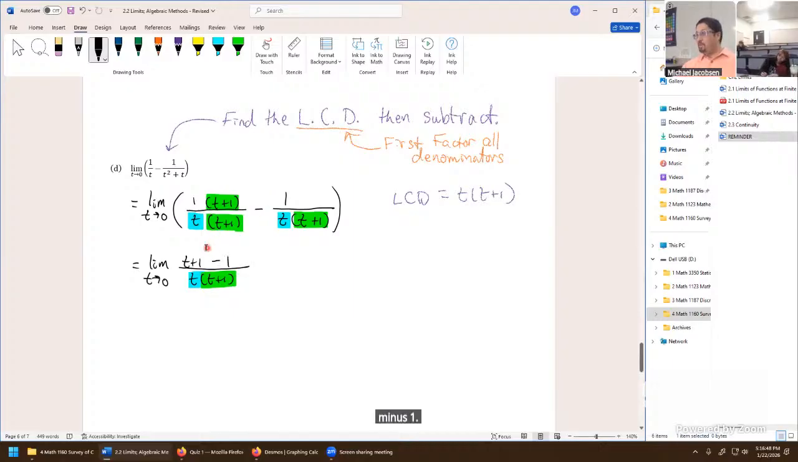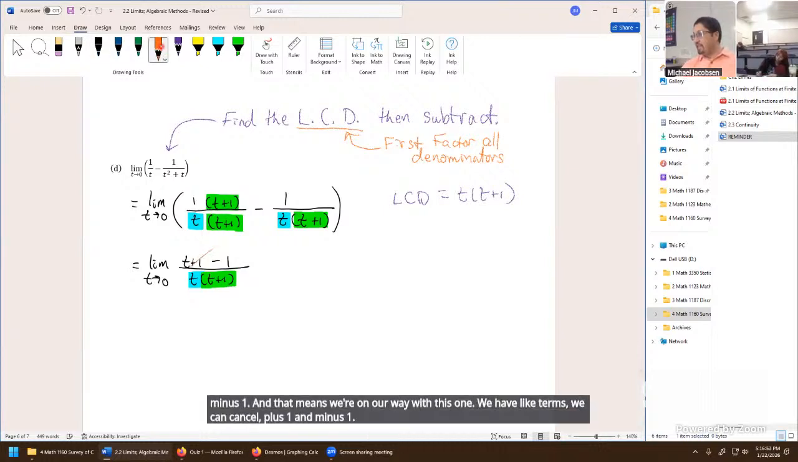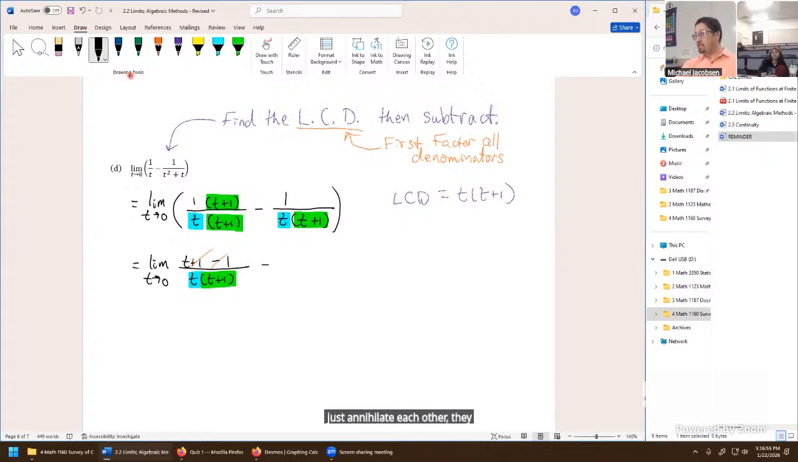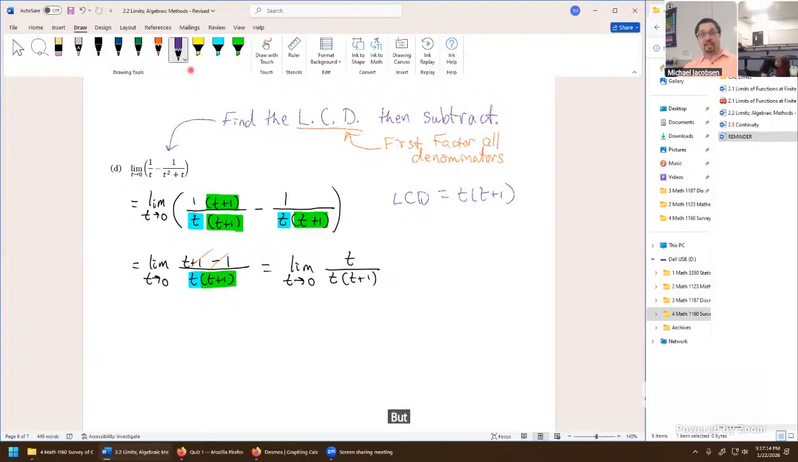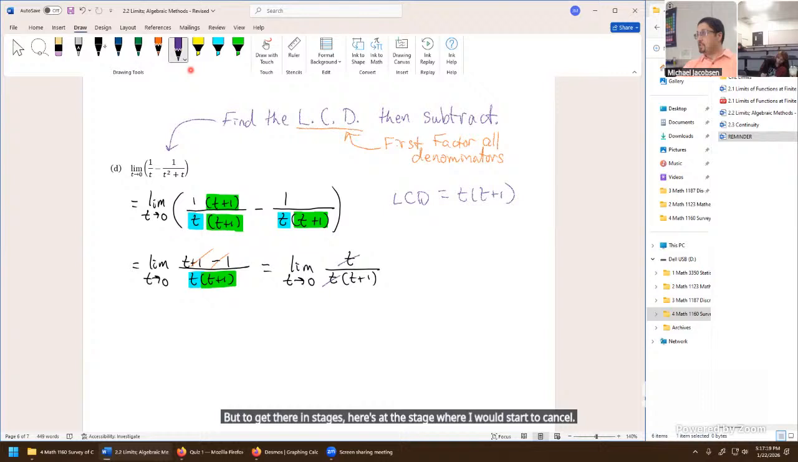And that means we're on our way with this one. We have like terms, we can cancel plus 1 and minus 1. Just annihilate each other. They undo one another. Now it's a limit as t goes to 0 of t divided by t times t plus 1. Same kind of stuff as we've seen before. Some people might have already spotted the limit, but to get there in stages, here's the stage where I would start to cancel. This t and this t cancel, leaving a 1 in the numerator.